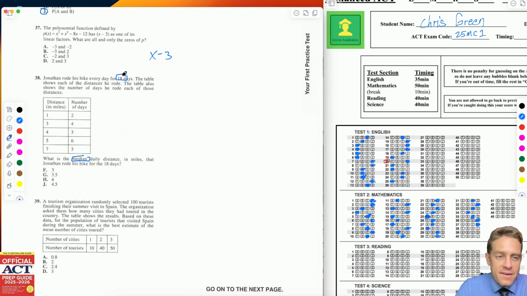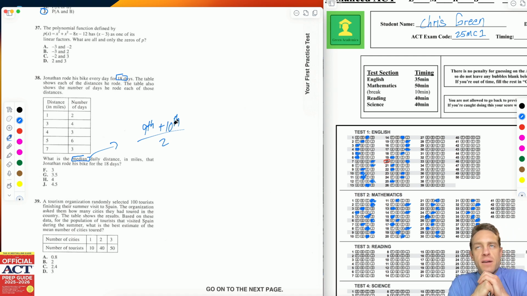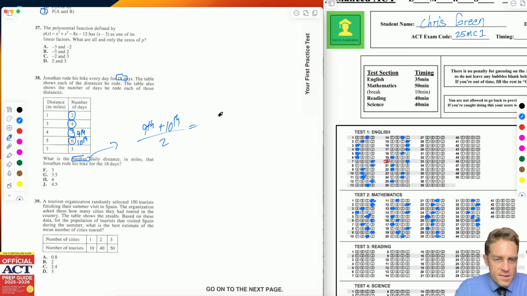The median of 18 things is the average of the 9th and the 10th. Right? When you have an even number of items, the median of those items is the mean of the two middle items. So you could either count 9 up from the bottom or 9 down from the top. So 2 and 4 make 6, 7, 8, 9. So the 9th item is in here, but the 10th item is in here. So the 9th item is a 3, and the 10th item is a 6.